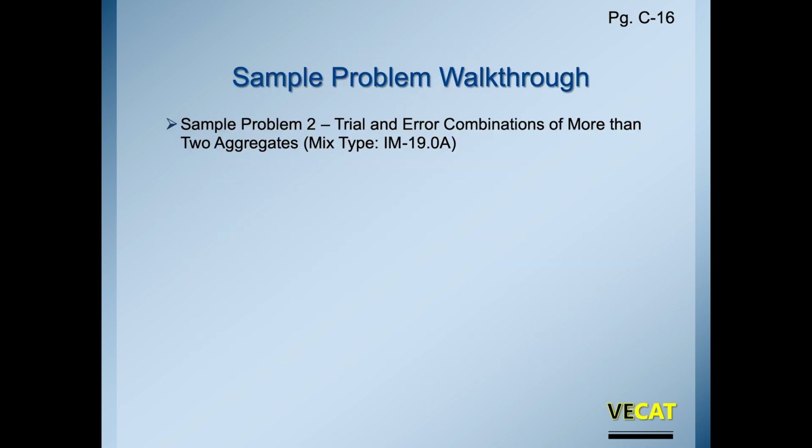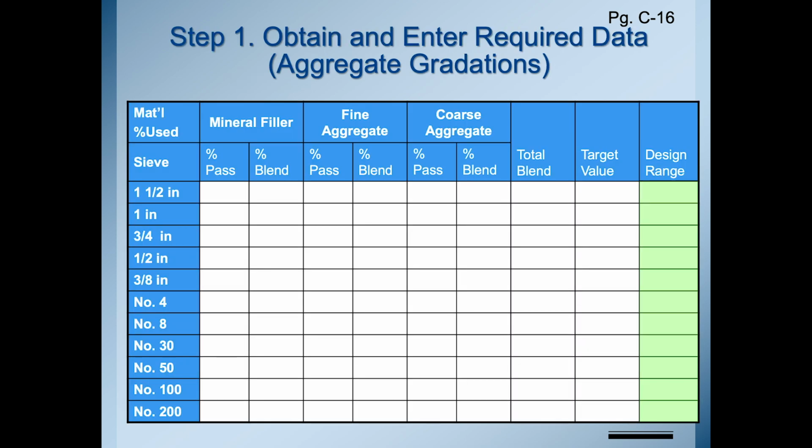So now, let's look through another sample problem. What if you need to use more than 2 aggregates? Let's say that we need to use 3 aggregates in this case, and let's try an intermediate mix, say an IM19A. So again, you've got all the same steps that we've had before, but now you'll see that we actually have 3 aggregates as opposed to 2. In this case, we're going to have a mineral filler, which is a very fine aggregate. We'll have our typical fine aggregate, and we'll have a coarse aggregate.